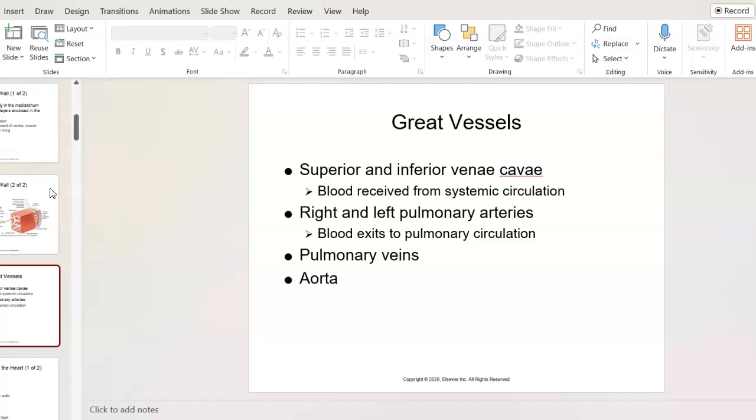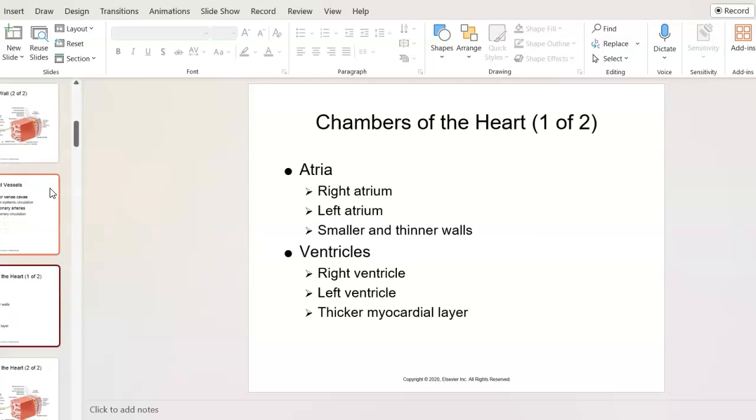And then we have the aorta. The aorta will be that main artery that goes out to the entire body, large. It's very important. If somebody has an aneurysm that bursts in the aorta, very bad news. Okay, so check that out.